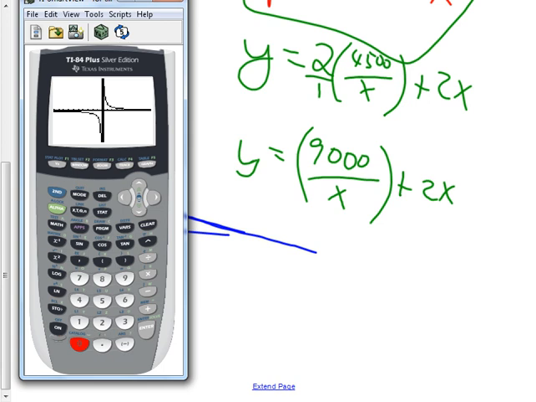All right, so let's go to the window. Hit window. Now let's think it through for a second. What are the x's? They're the lengths of the side. Would it make sense to have any negative lengths of sides? No. So let's go to x min is 0.